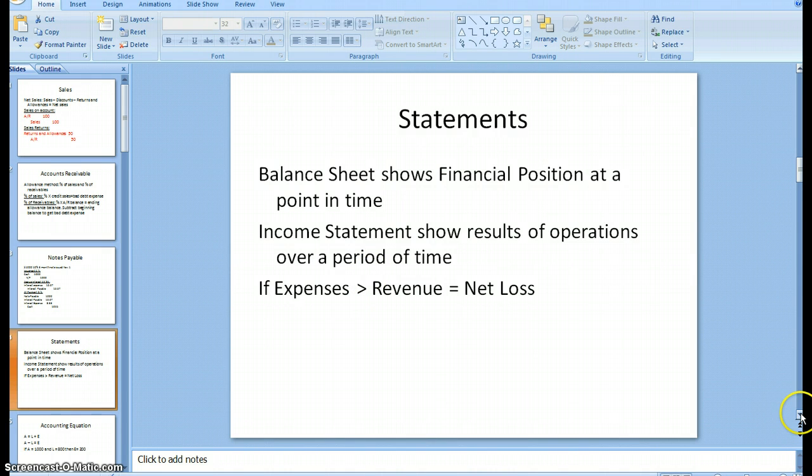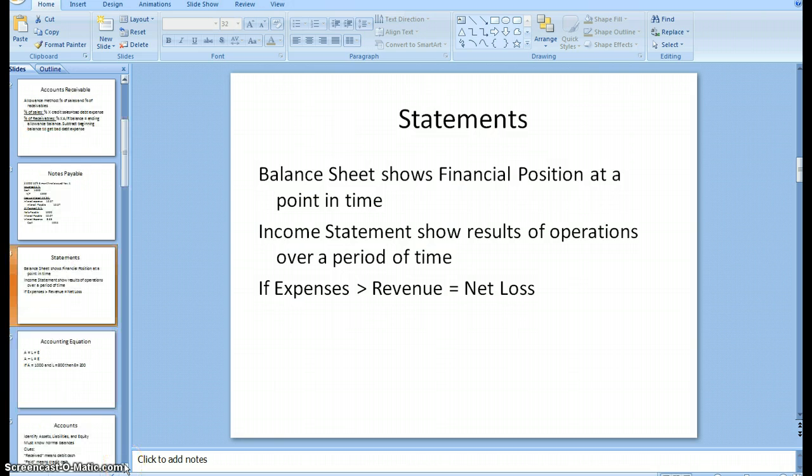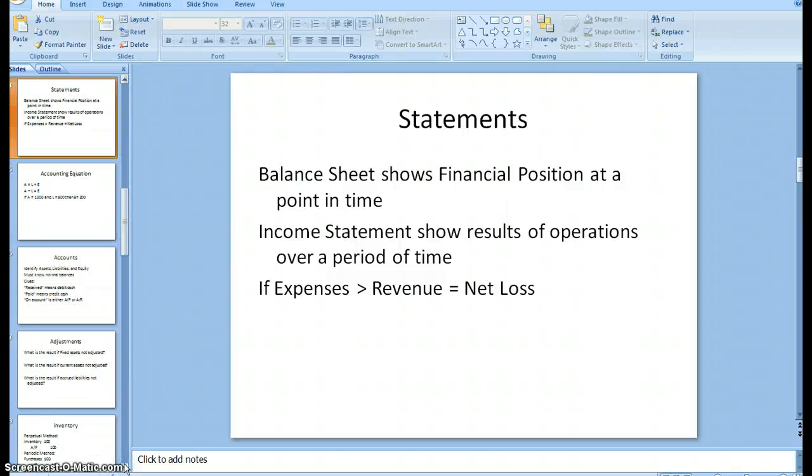Statements. This really does come from Accounting 1. The balance sheet shows the financial position of the company at a point in time. The income statement shows the results of operations over a period of time. If expenses are greater than revenues, we have a net loss. If revenues are greater than expenses, we have a net income.